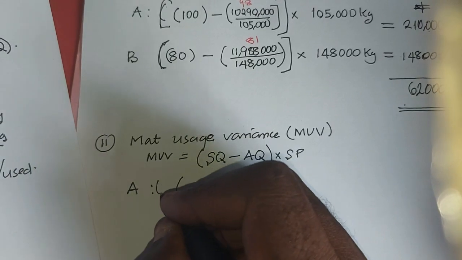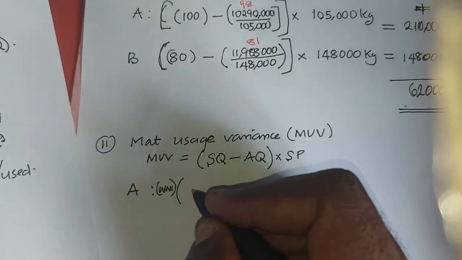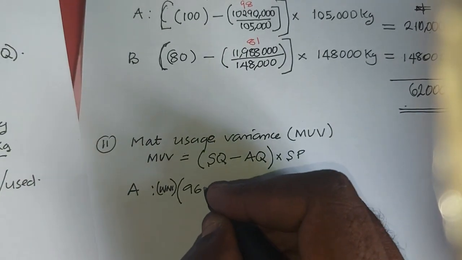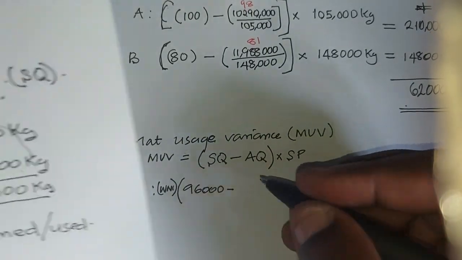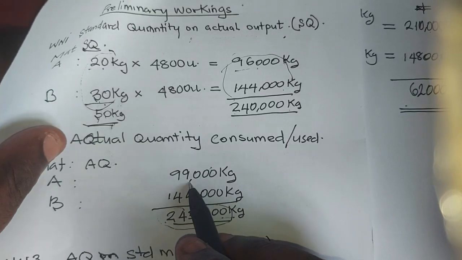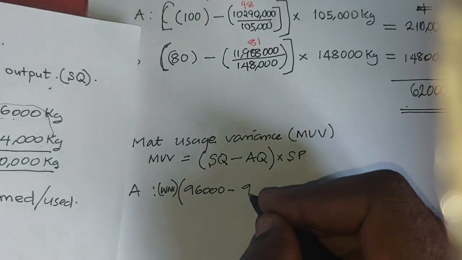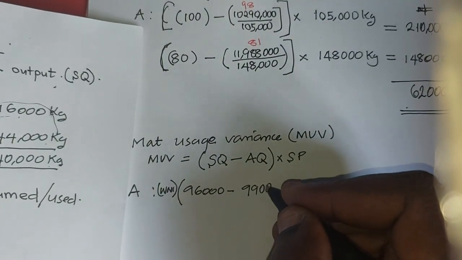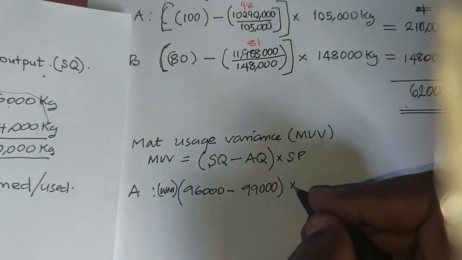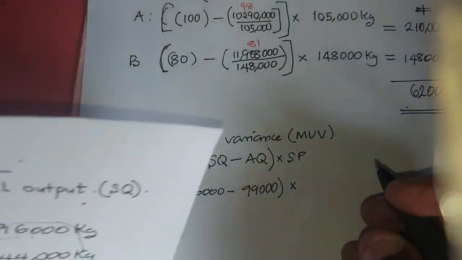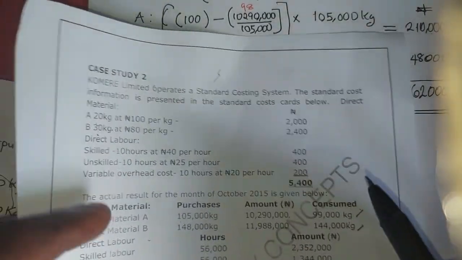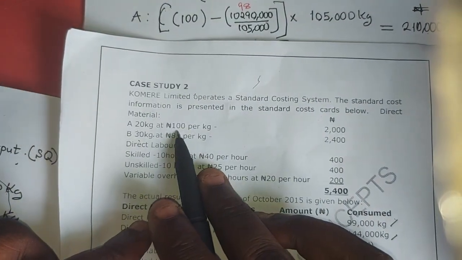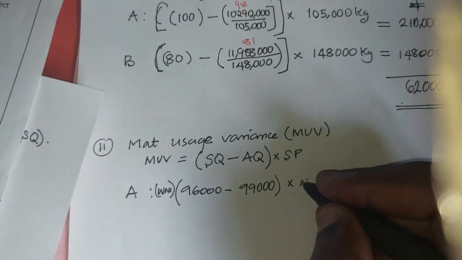That's our working note 1, which is 96,000, minus the actual quantity consumed, which is given as 199,000, multiplied by the standard price of material. The standard price of material A is 100.